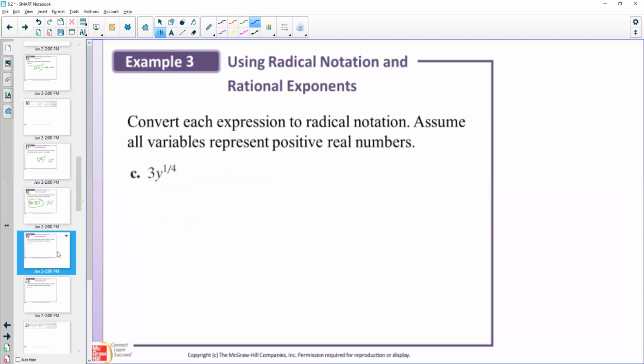All right, let's try this one. Now look at the y. Okay, that guy, that 1/4 is not applied to the 3, so the 3 just stays. 3 times the 4th root of y. That's it.